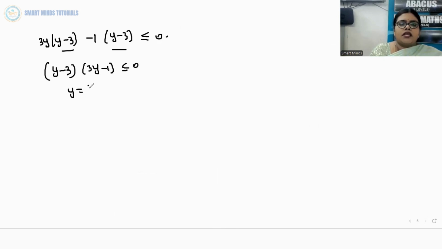So the y values are 3 and 1 by 3. Now, whenever you have the less than or equal to symbol, the range is simply put within square brackets. Square brackets mean closed interval, that means the corners are included. So whenever you have the less than or equal to symbol, all the values of the expression lie between 1 by 3 and 3. Understood?